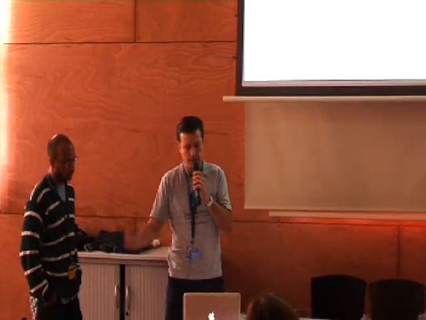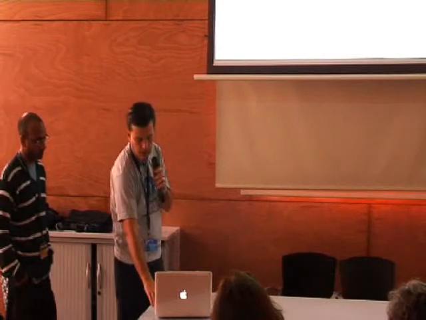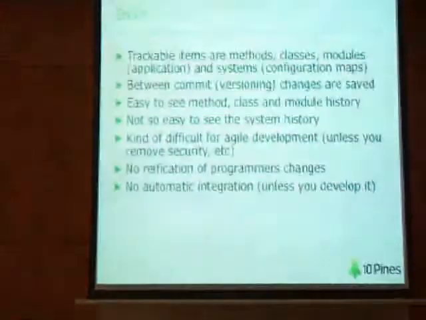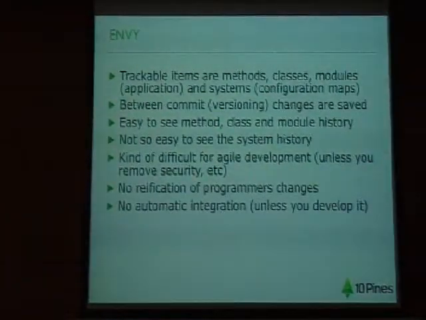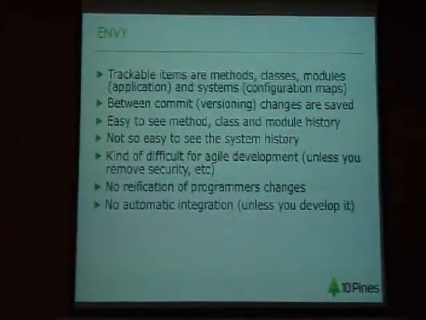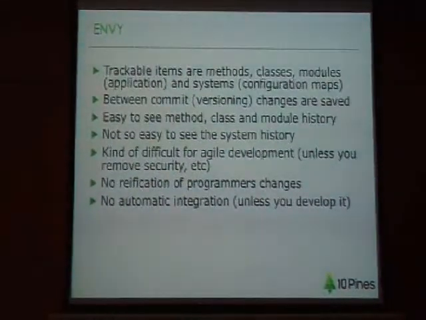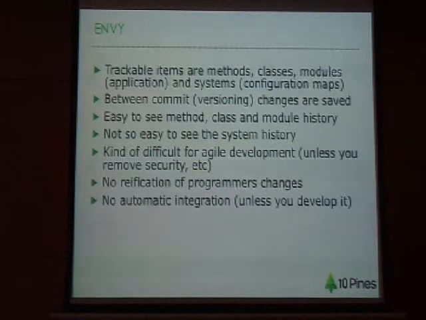So it doesn't support everything you need. Automatic upgrade, it doesn't have that. And you can query the repository. And the good thing about Envy is that you can add objects to the trackable items very easily. It tracks methods, classes, applications or modules, and system configurations that are called configuration maps. So Envy is really oriented to object-oriented development. It's not just changes of things. You know, it's a really nice application. And you have all the history of changes, not only the commits.